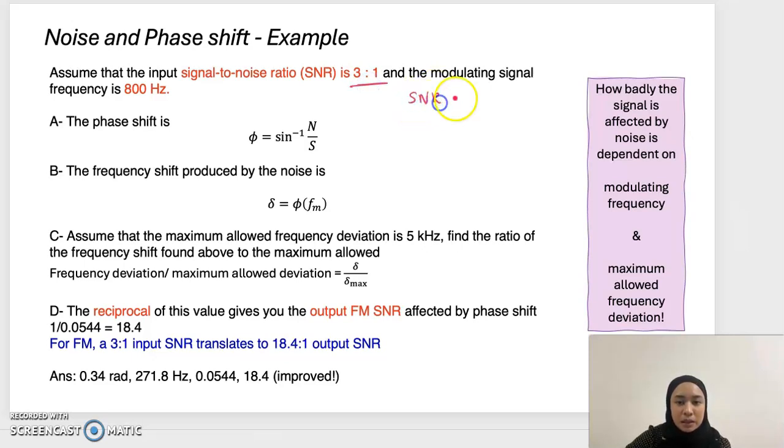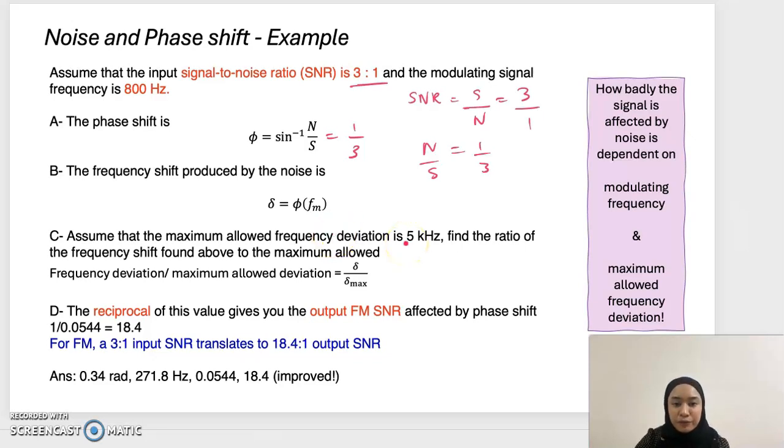So SNR is actually S over N, signal over noise, and it's telling you that the signal is 3 times stronger than the noise. So if we have SNR, we can actually find out what our phi, or our phase shift, is. If S over N is 3, therefore N over S is just 1 over 3. So you can plug it here. 1 over 3 in radians would give me a value of 1 over 3.